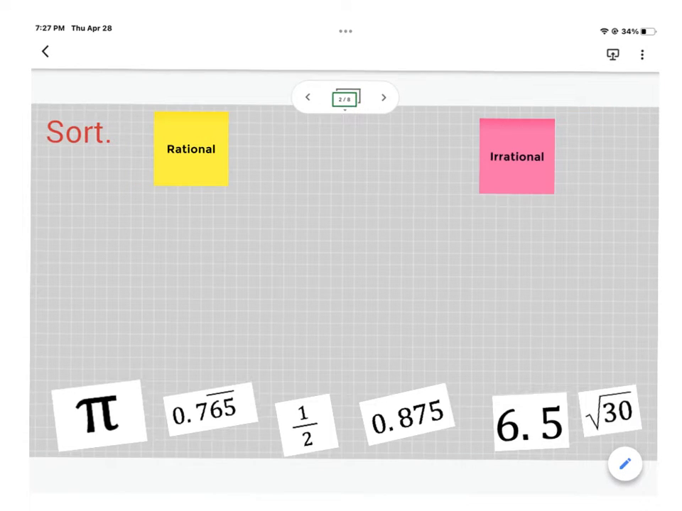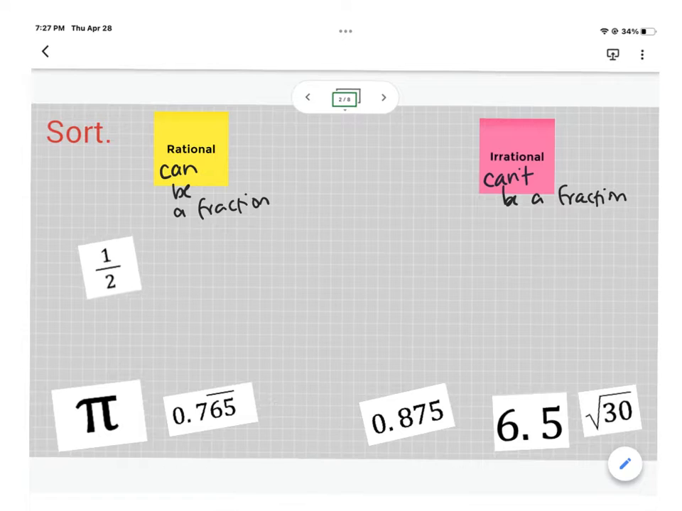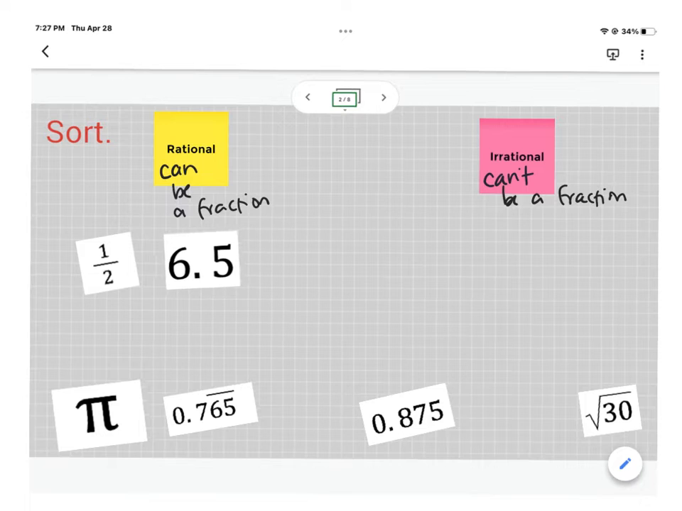So the next thing to talk about is if something is rational or irrational. Rational means that it can be a fraction. And so the definition of irrational, with the prefix ir, would mean can't be a fraction. Now, most things can be fractions. For example, 1/2 can be a fraction because it is a fraction. 6.5 can be a fraction because that means 6 1/2.